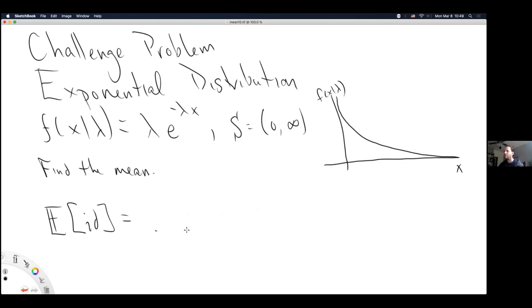And again, I will give you the answer. And because this one is a little bit more challenging, my hint is integration by parts. But I'm not trying to make Jake cry again.